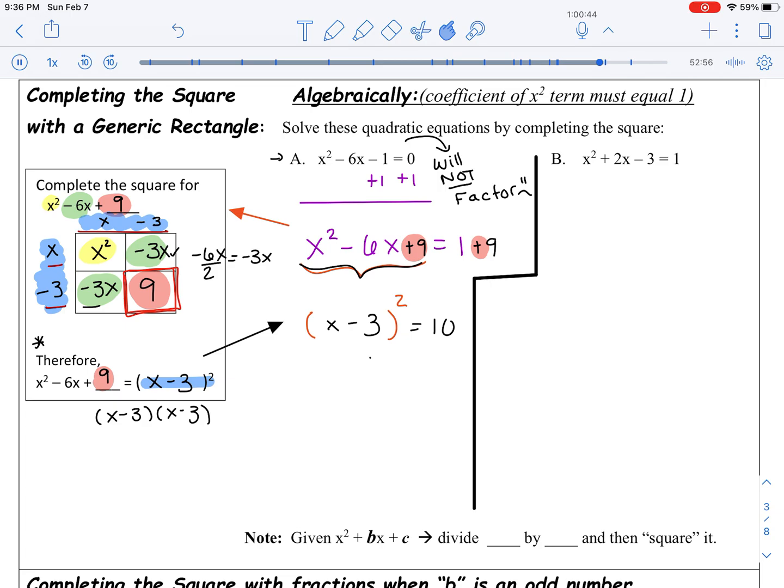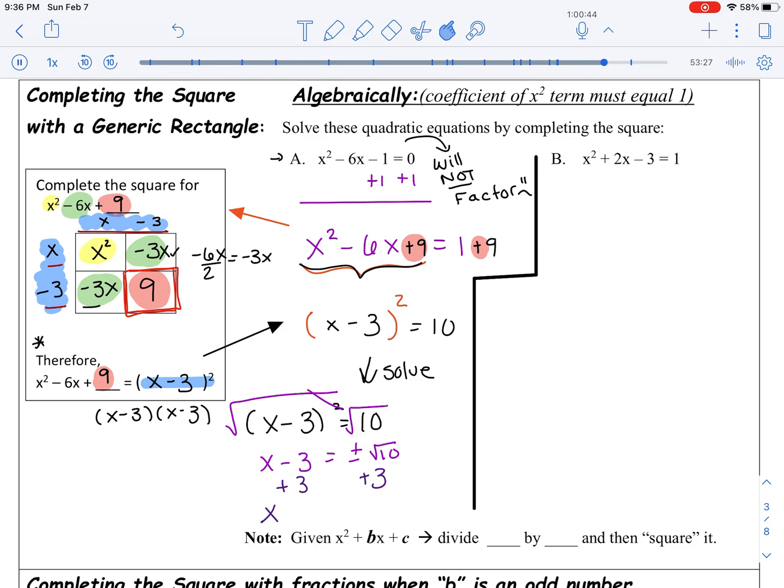From here, we're going to solve for x. If we have x minus 3 squared equals 10, I'm going to take the square root of both the left and the right to get rid of the square. So x minus 3 equals positive or negative square root of 10. Then to solve for x, I add 3 to both the left and the right. So x equals 3 plus or minus the square root of 10.